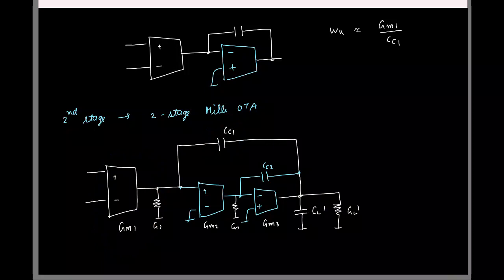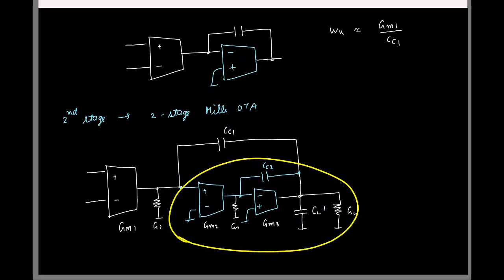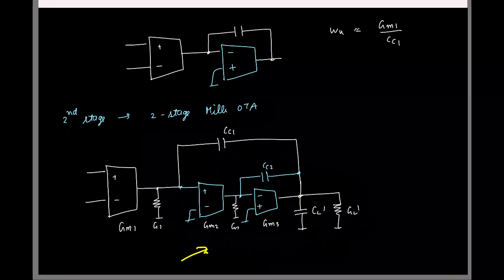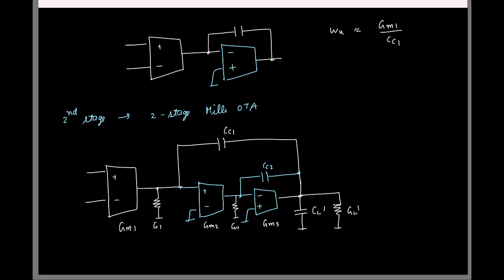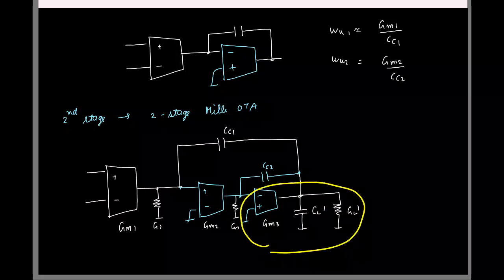Now this must be smaller than the inner stage, and the inner stage we have now is this guy. The inner stage itself is a 2-stage OTA, and what is the omega u for that? GM2 by CC2. Make sense? So let this be omega u1, and omega u2 is GM2 by CC2, and we do have one more inner stage which is this guy. What is the omega u for this guy? GM3 by CL prime, right?